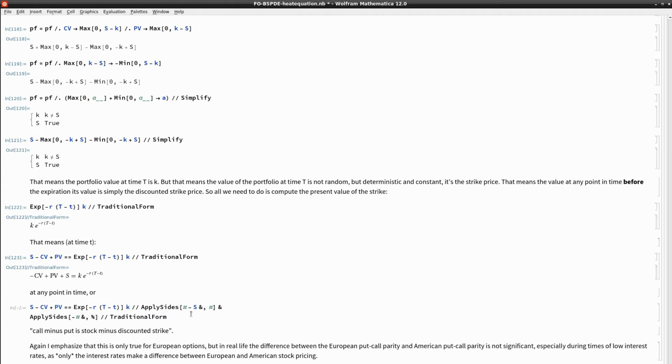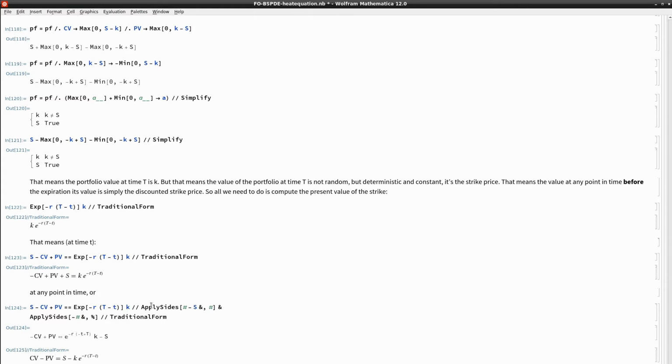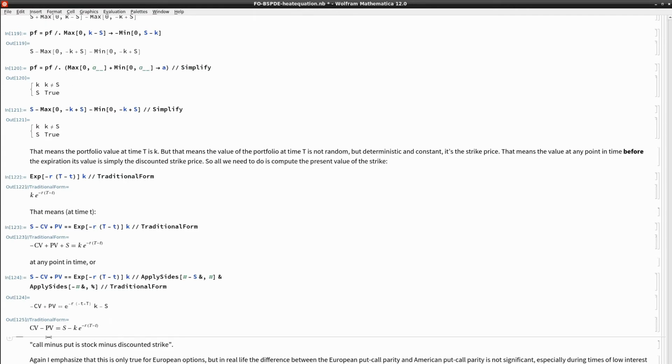All we do is subtract S on both sides, and in that case we get call value minus put value is stock price minus discounted strike. And that's very easy to remember, right? Call minus put is stock minus discounted strike. That's the put call parity. And that's the European put call parity, not the American put call parity.